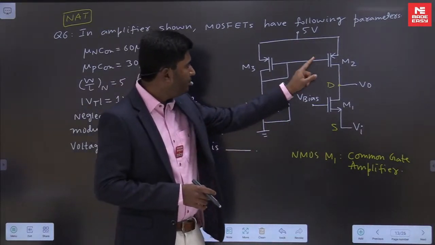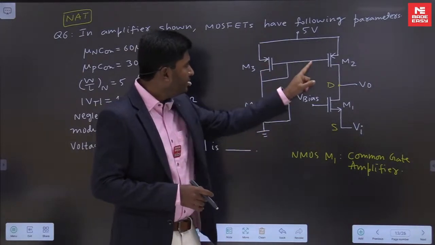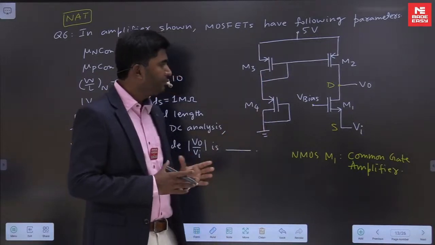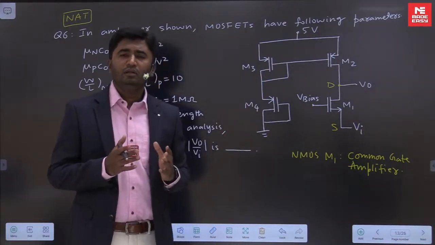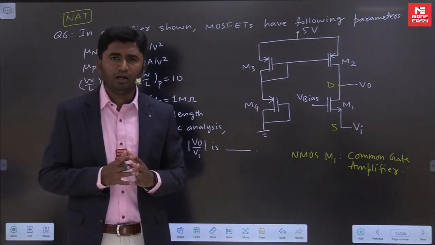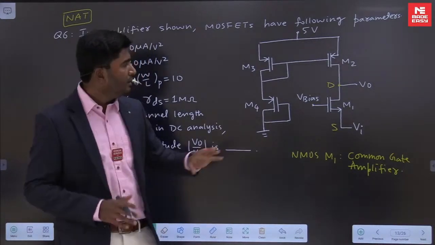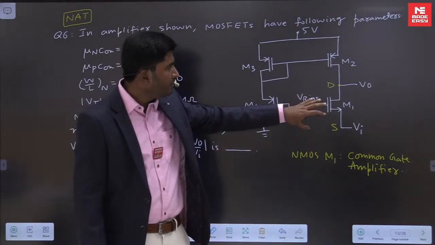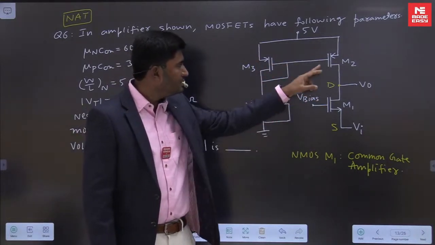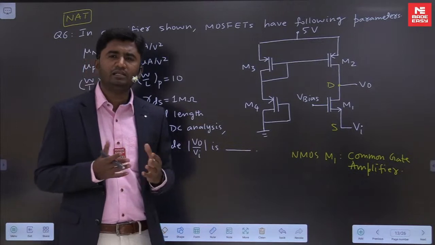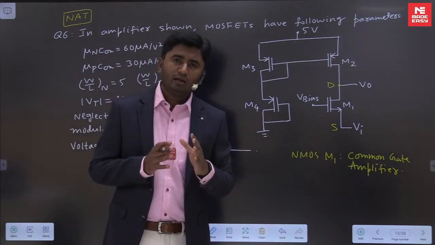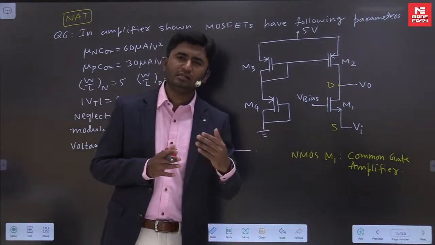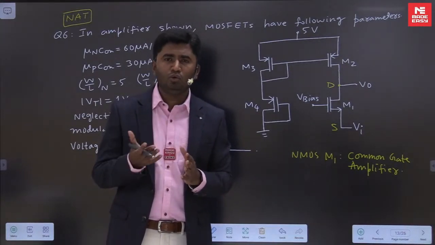MOSFETs are all p channel MOSFETs. This M2, M3, M4, all these are p channel MOSFETs, and M2, M3, M4 form a current mirror. So in this problem, the current mirror is used as a load. For M1, this current mirror will act as a load. So when we find voltage gain, we will have to replace the current mirror with an equivalent resistance. That equivalent resistance of the current mirror will act as a load for M1.